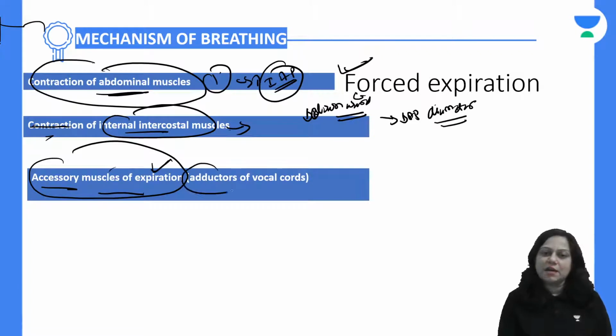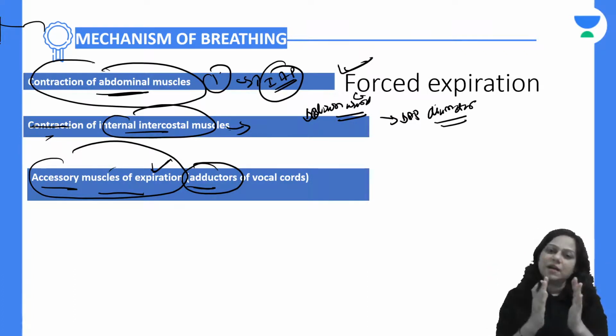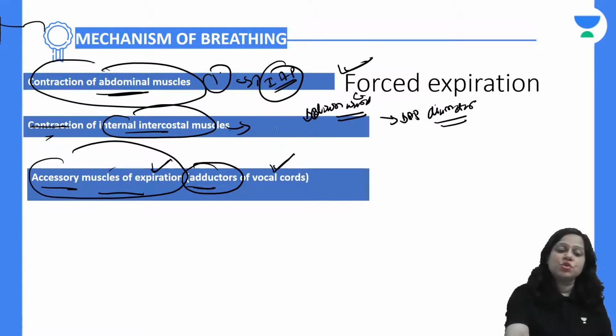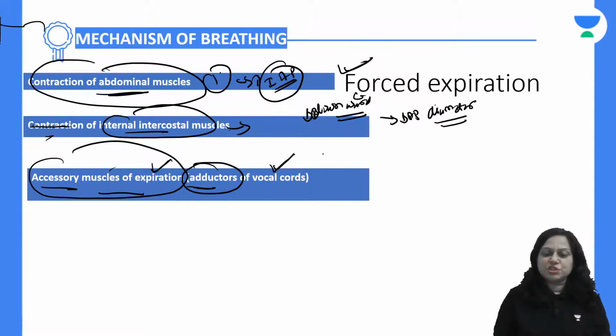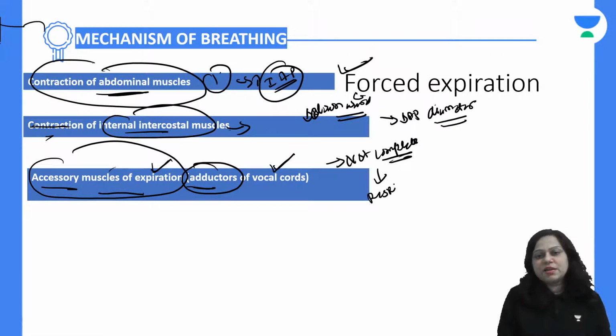Okay, that is adductor. See, adductor. In inspiration, it is abductor. In expiration, it is adductors of vocal cords. So what they will do, they begin to contract in the early phase, early in the inspiration, but their contraction is not much complete.